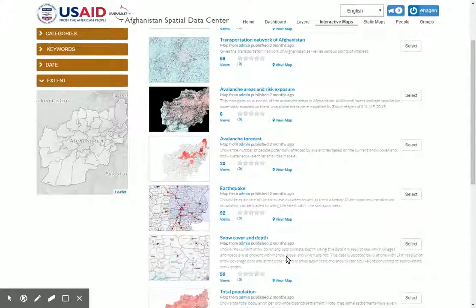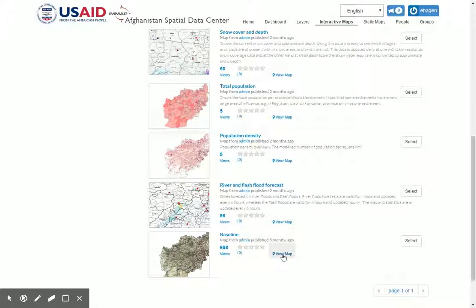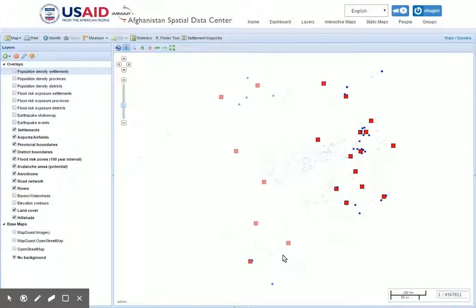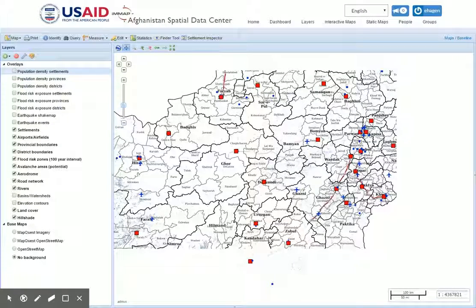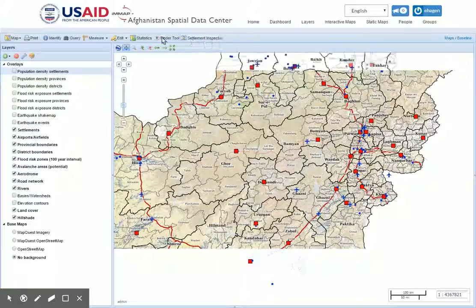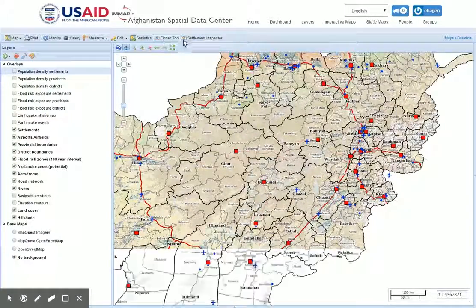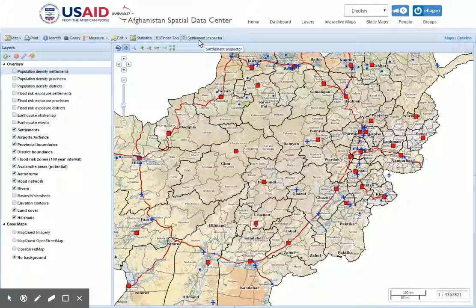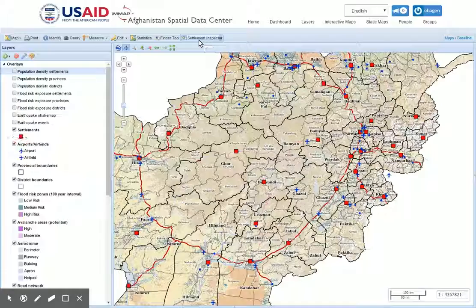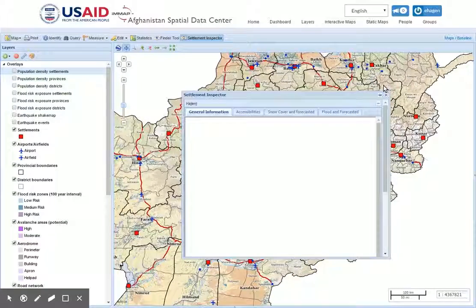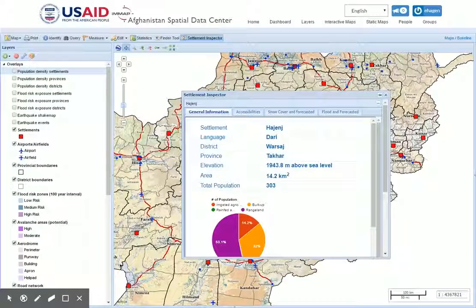So let's open up a simple map, let's say in the baseline data. When this map opens and slowly loads, you will find the settlement inspector next to the statistics and the finder tool. To activate the settlement inspector, simply click on it and place it anywhere on the map. It will automatically select the nearest village. It's naturally practical when you zoom in to find the settlement you're looking for. But let's do this. A window will open up. The point will automatically move to the nearest settlement.